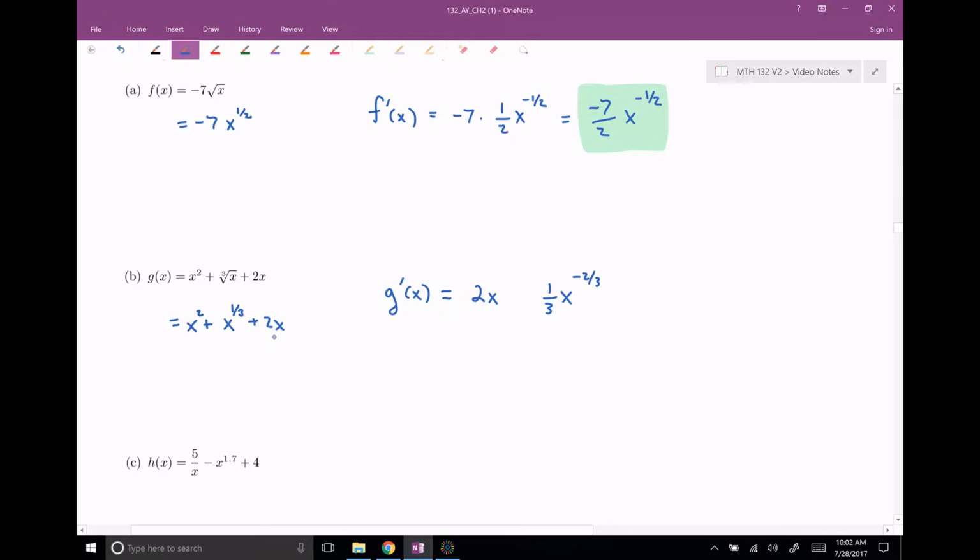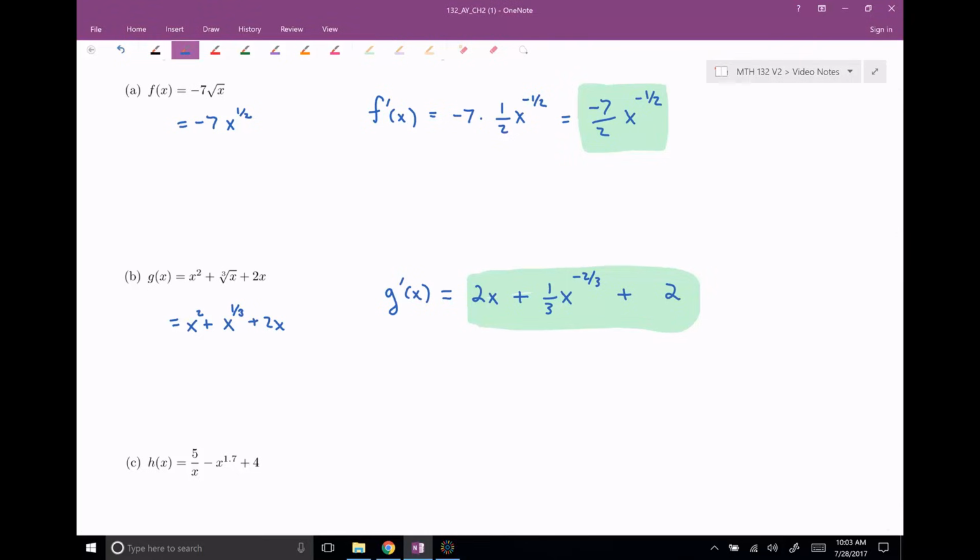And then finally, the derivative of 2x, well, we can think of it a couple different ways, but this is a linear function right here, right? So the derivative is going to be the slope, which is 2. So you take the derivative of each one of these pieces, then we're just going to add the results together. There we go. That is my final answer.